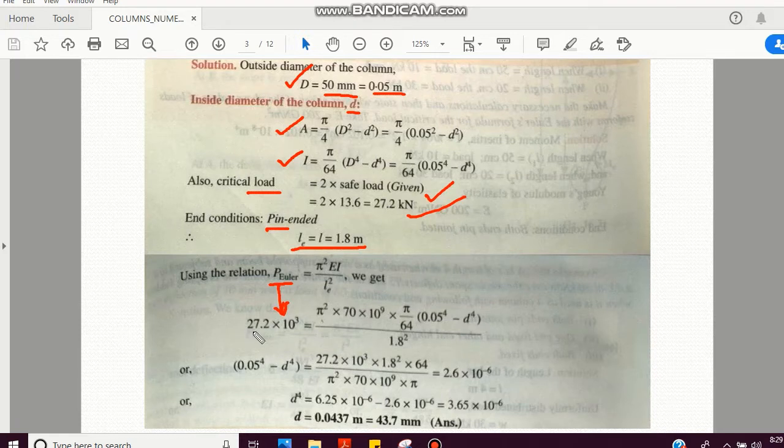So that becomes 27.2 into 10 to the power 3 equals pi square into 70 into 10 to the power 9, because it is given that 70 giganewton per meter square, into I, that is pi by 64 into capital D to the power 4 minus small d to the power 4, divided by the equivalent length, that is 1.8 square. By solving this equation we get the value of d, that is 0.0437 meter or 43.7 millimeter.